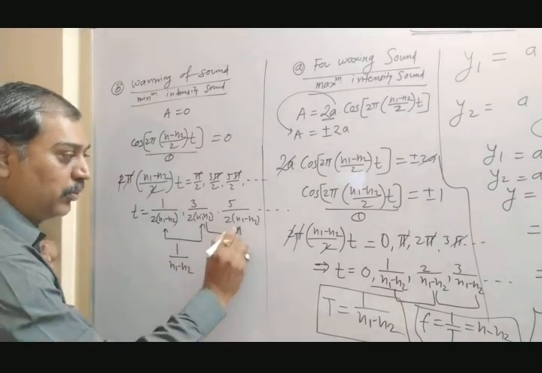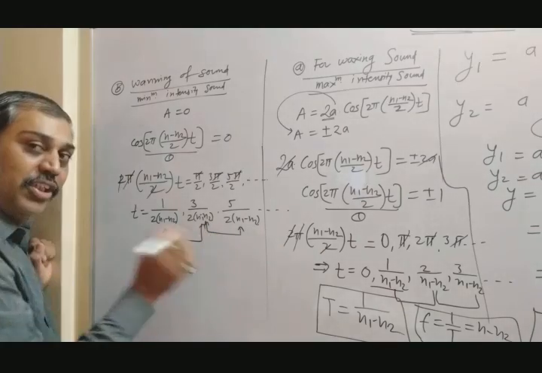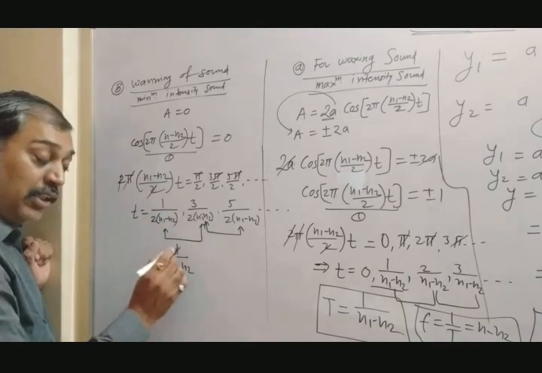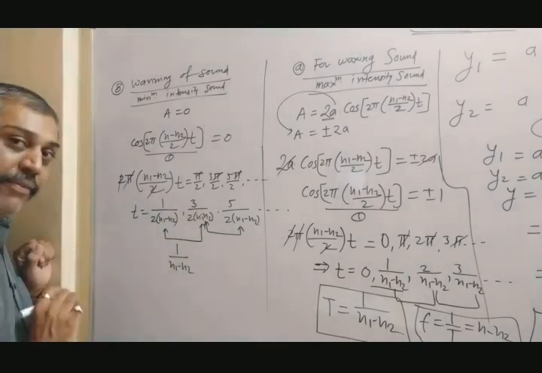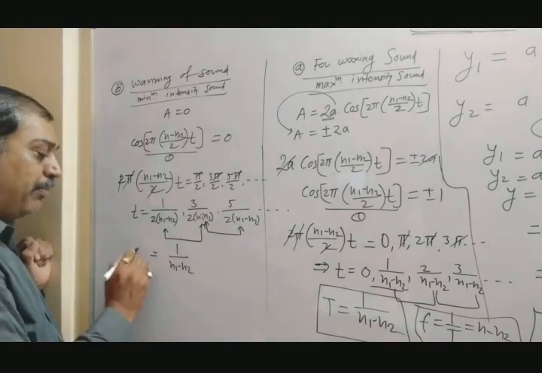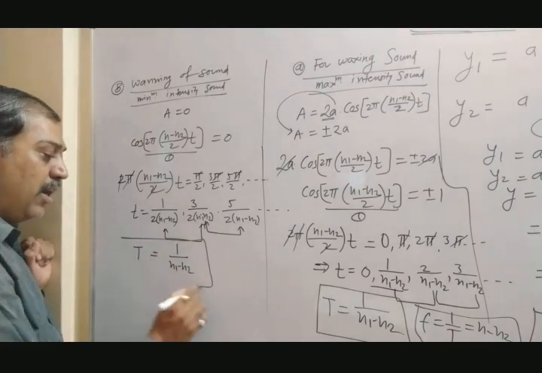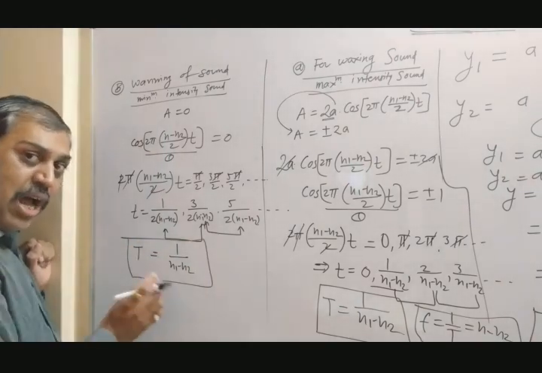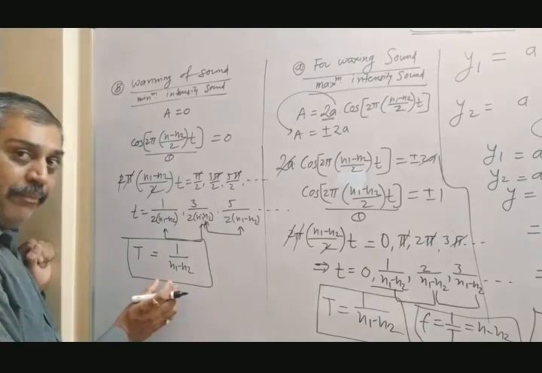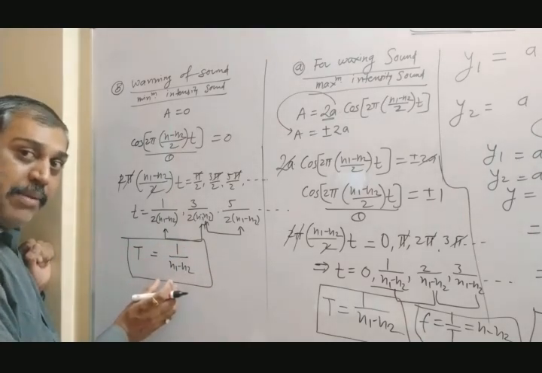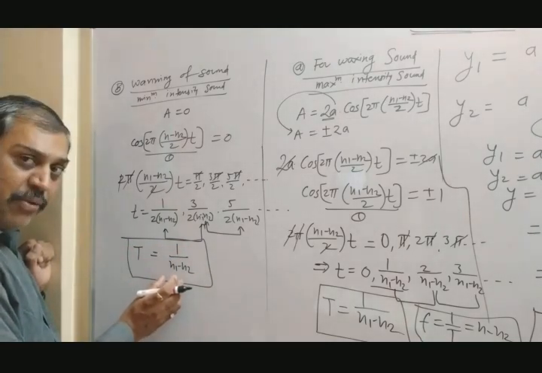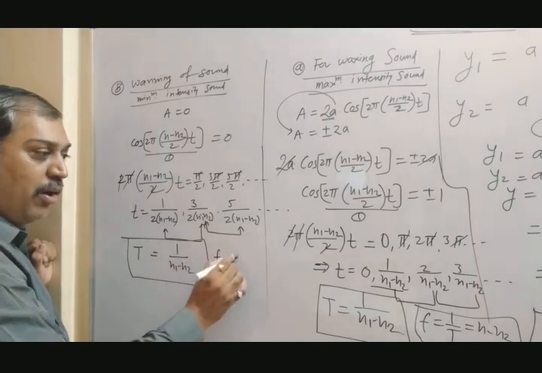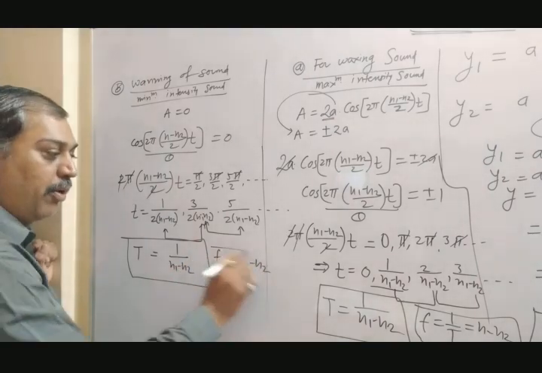If someone considers these two consecutive, nearest, still it comes to be 1 by 2. Still it comes to be 1 divided by n1 minus n2. So what should be the time period? T equal to 1 divided by n1 minus n2. After this time, again the sound here would be minimum intensity. The waning of sound can be here. So the frequency is what? n1 minus n2, reciprocal of time.